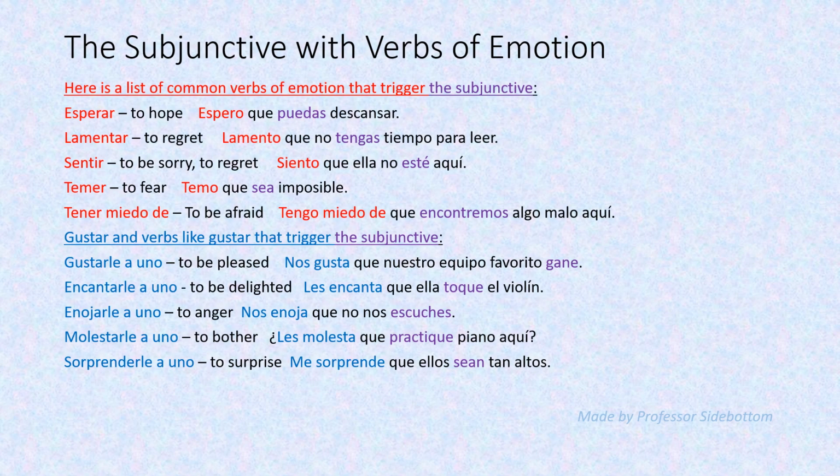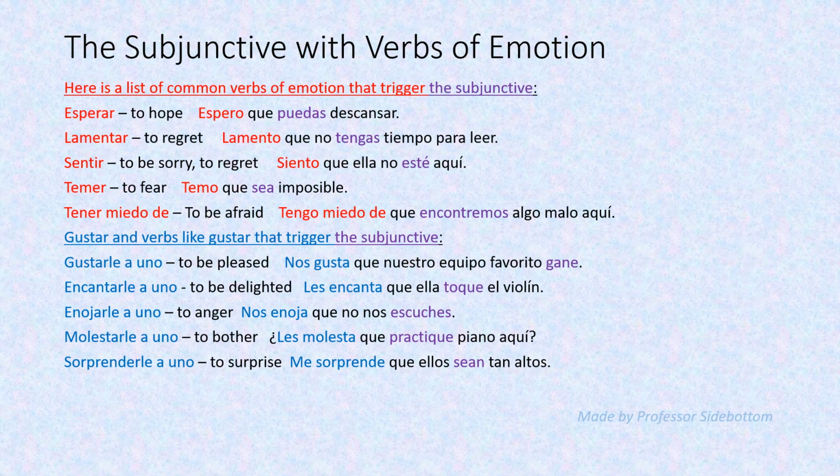Here is a list of common verbs of emotion that trigger the subjunctive. Esperar, lamentar, sentir, temer, tener miedo de. And the examples. Espero que puedas descansar. I hope that you can rest. Lamento que no tengas tiempo para leer. I regret that you don't have time to read. Siento que ella no esté aquí. I'm sorry that she's not here. Temo que sea imposible. I fear that it is impossible. Tengo miedo de que encontremos algo malo aquí. I'm afraid that we will find something bad here.